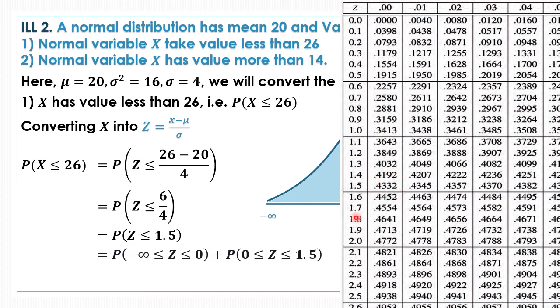So 1.5 in 0 0 is 0.4332. So infinity value is 0.5 and 1.5 value is 0.4332. That would be 0.5 plus 0.4332. The answer is 0.9332. So the probability for the given question that x has value less than 26 is 0.9332. Let's move forward toward the second one.